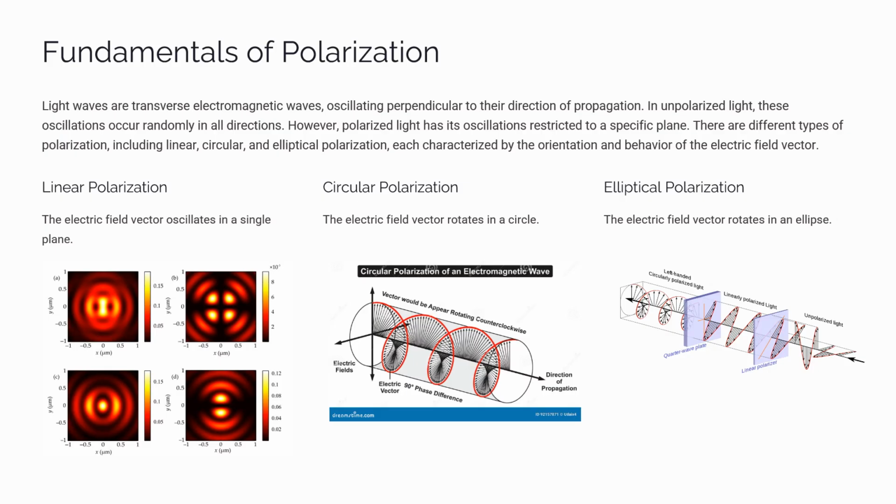Fundamentals of polarization. So the light waves are transverse electromagnetic waves, meaning their oscillations occur perpendicular to their direction of travel. In unpolarized light, these oscillations are random. However, in polarized light, the oscillations are confined to a specific plane. The polarized light can take different forms. It can be linear, circular, or elliptical based on the orientation and rotation of the electric field vector.